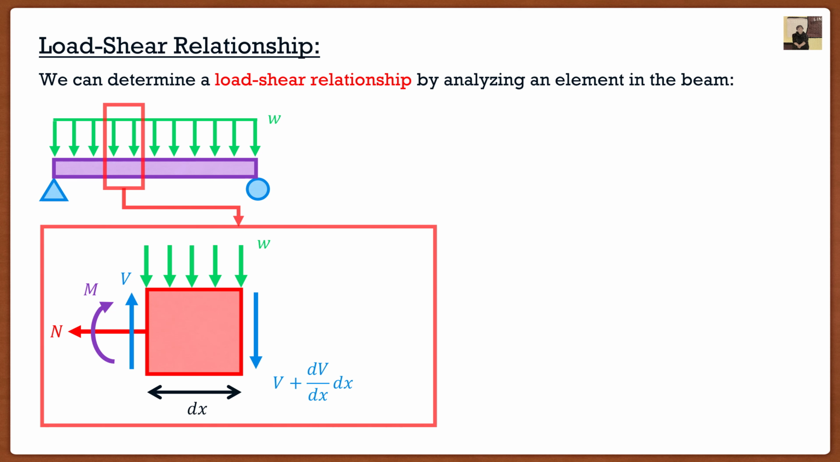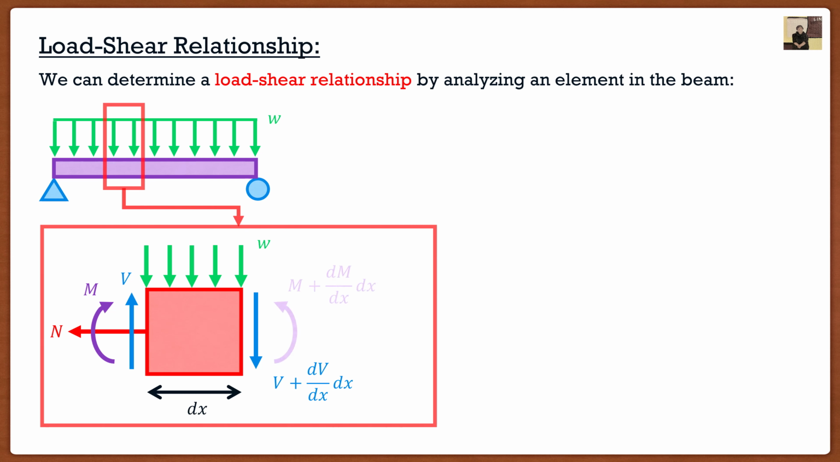Our shear force on the right side is going to be equal to the shear force on the left plus the change in shear force over the length of this element. So basically the dV over dx, that's the slope, and then the dx at the end, that's the distance. We're taking slope times distance. That together is the change in shear over the length of this element.